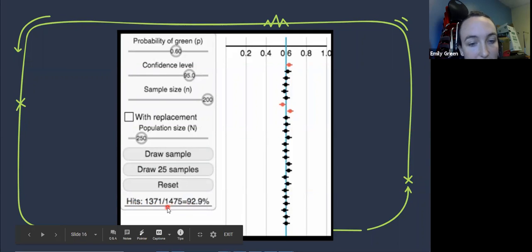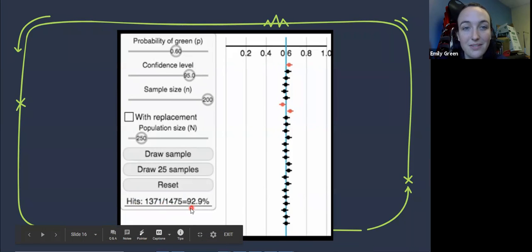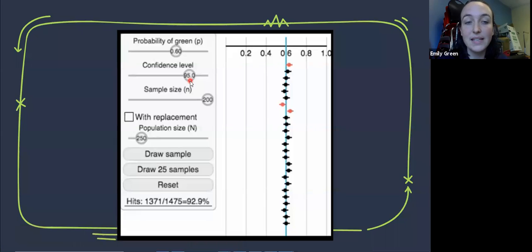So you can see down here, this is really what we're looking at. We tried this almost 1,500 times, 1,475 times. And 1,371 times, I was right, but there were a good number that were wrong. So even though we said our confidence level was 95%, we only got it right 92.9% of the time. We want to make sure that we're getting it right at least 95% of the time if our confidence level is 95.